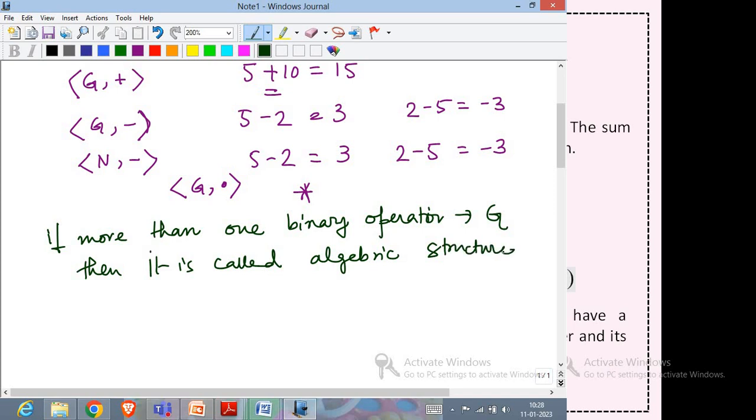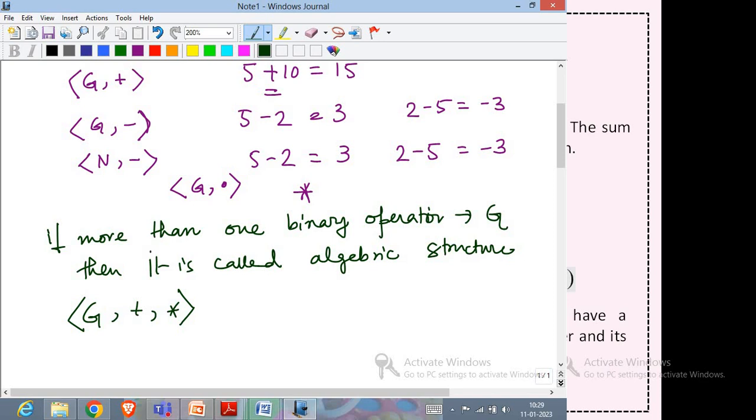For example, if you take the example of G, suppose I mention it like this: G, comma, plus, comma, multiplication. So if you observe that in our case, since we have defined G already between minus infinity to plus infinity, we can take any two elements of G and add them both, and we get the answer.